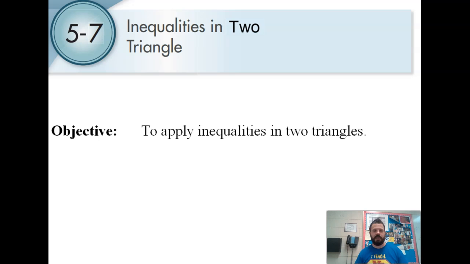Welcome back, everybody. Today we're going to wrap up our chapter on triangle properties with section 5.7. We're building off what we did in the last lesson, talking about inequalities once again. In our last lesson, we used inequalities to relate the sides and angles of one individual triangle to itself. Today we'll use similar properties to relate the sides and angles of two separate triangles and use them to make some comparisons. So, objective: to apply inequalities to two triangles. Let's get rocking and rolling with that.